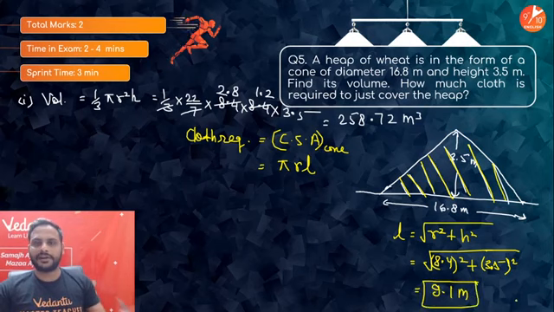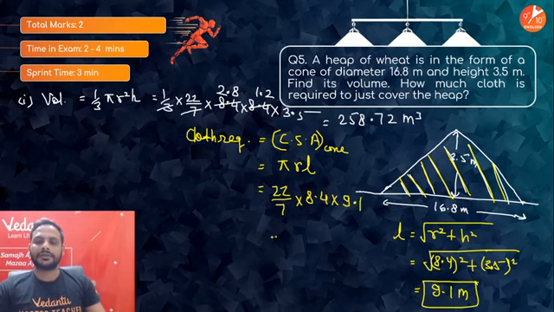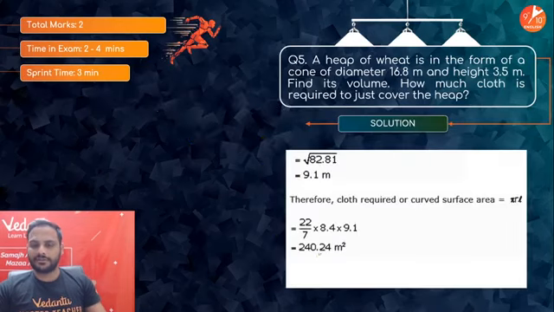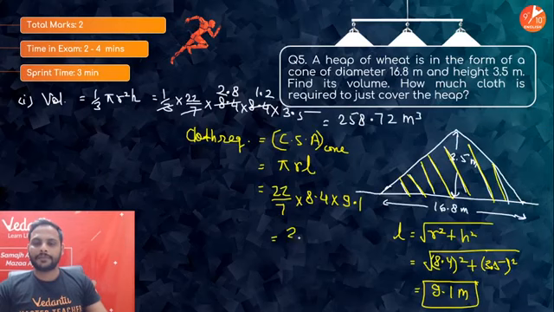9.1 meter will be your slant height exactly. So now the cloth required will be pi into r into L. Solve these two and you will get your answer in meter square. That will be 240.24 meter square. Just simplify them. That's all you can do.